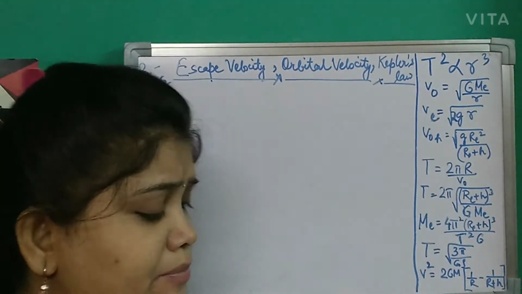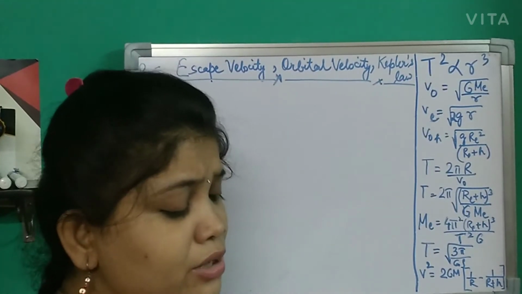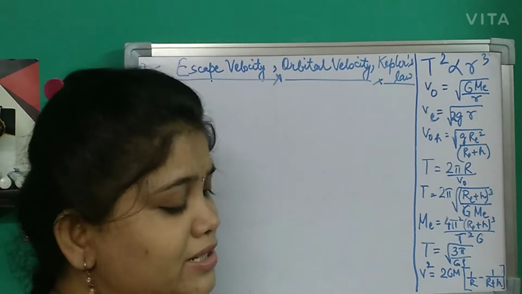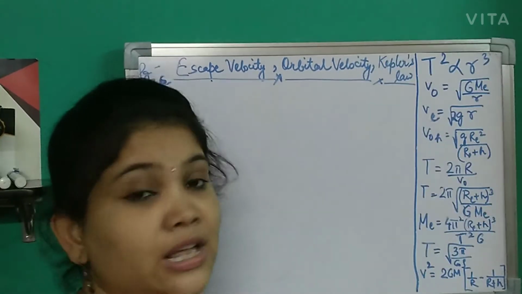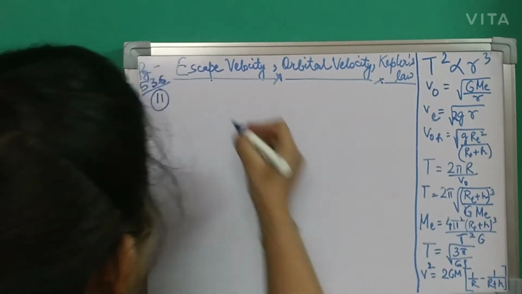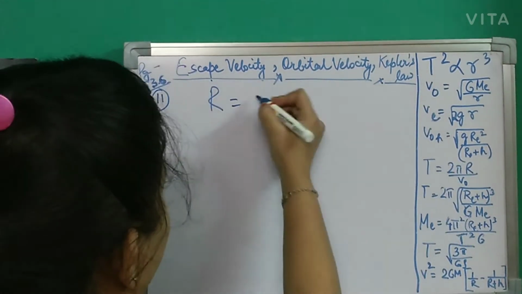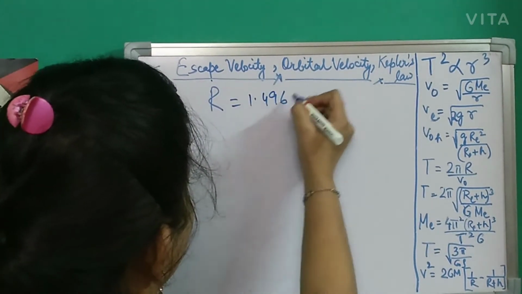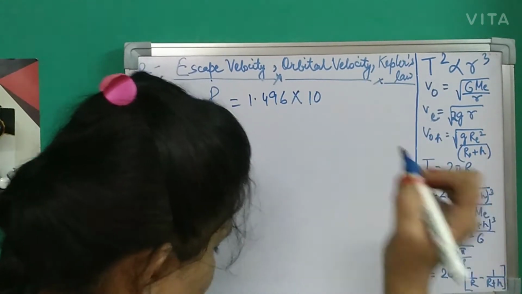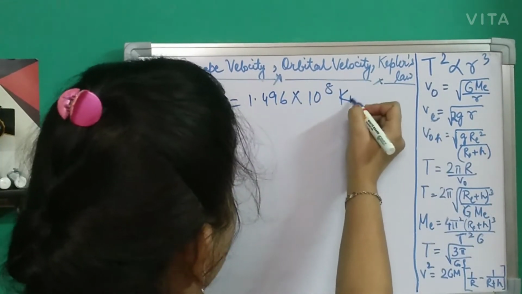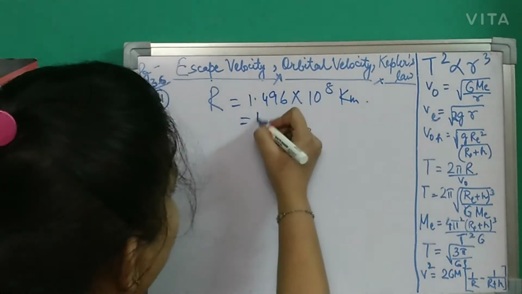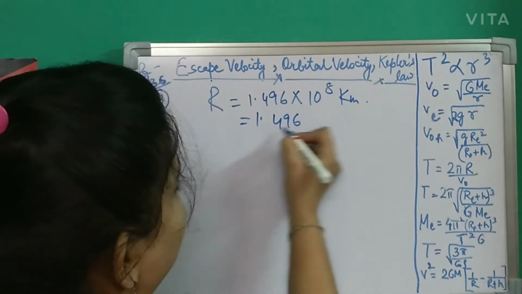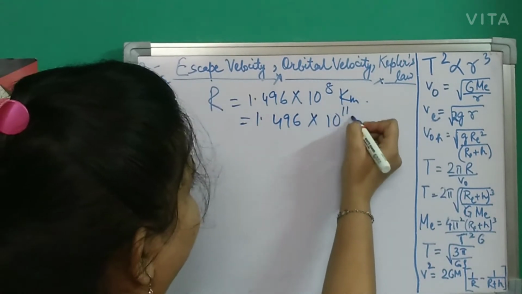So what does the sum say? The mean distance of Earth from the sun is 1.496 into 10 to the power 8 kilometer. That means the distance of Earth from the sun, r, is given as 1.496 into 10 to the power 8 kilometer. You can convert it into meter, so let us convert it into meter. It will be better for us. So 1.496 into 10 to the power 11 meter.